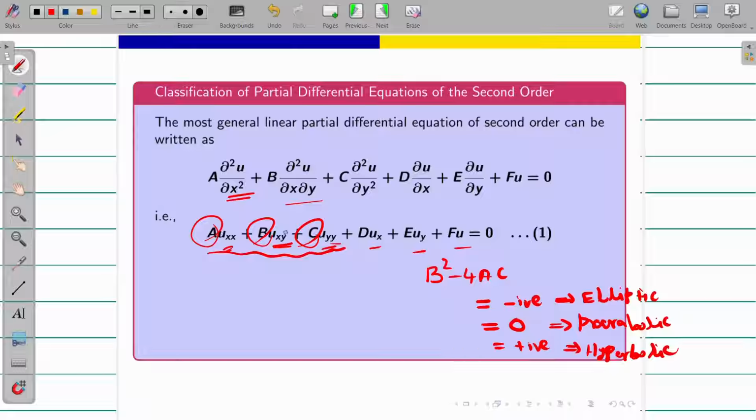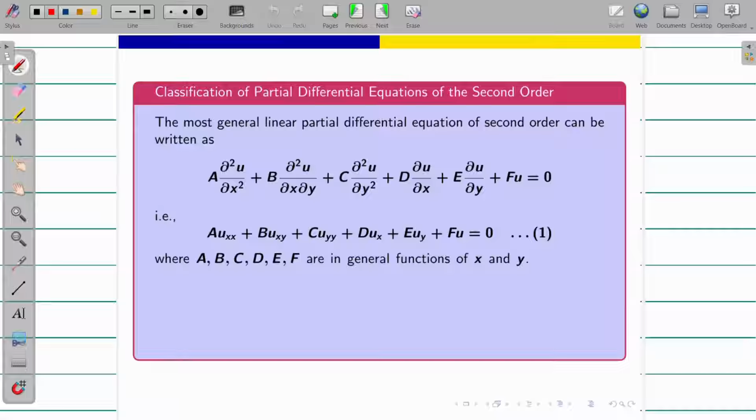So choosing a, b, c will be important. Don't make the mistake: the second derivative with respect to x is a, with respect to x, y is b, with respect to y, y is c. Right. So if the discriminant value is negative, it is elliptic. Equal to 0, it is parabolic. If it is a positive value, it is hyperbolic. That's it. This is the way we can classify equations. Here, what about the nature of a, b, c, d, e, f? Everything in general is functions of x and y.